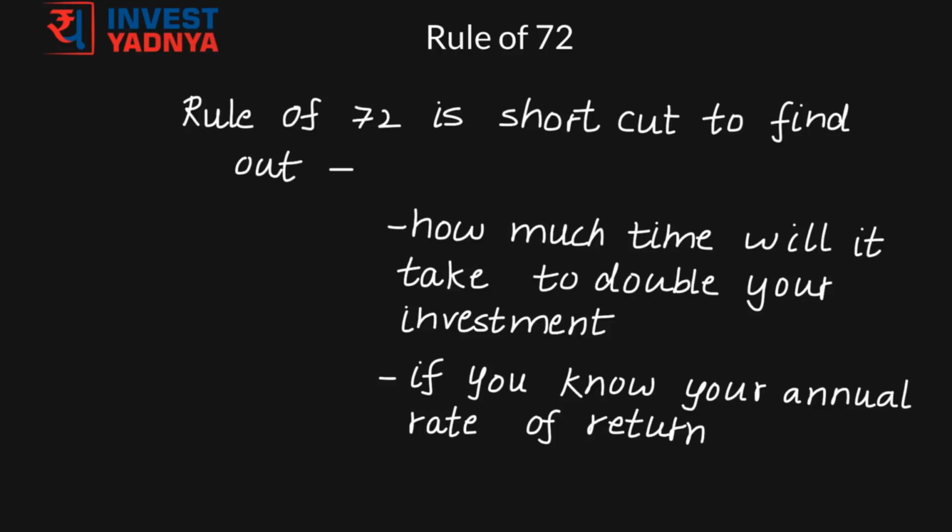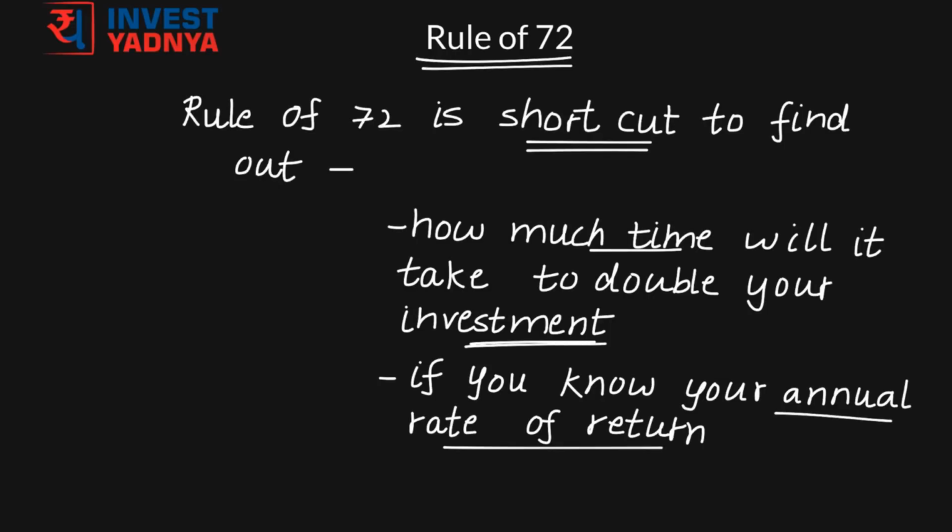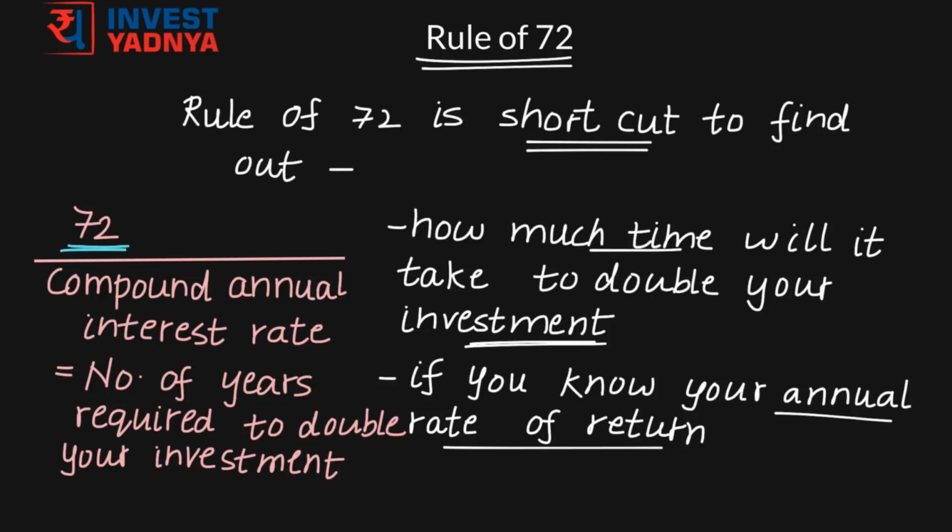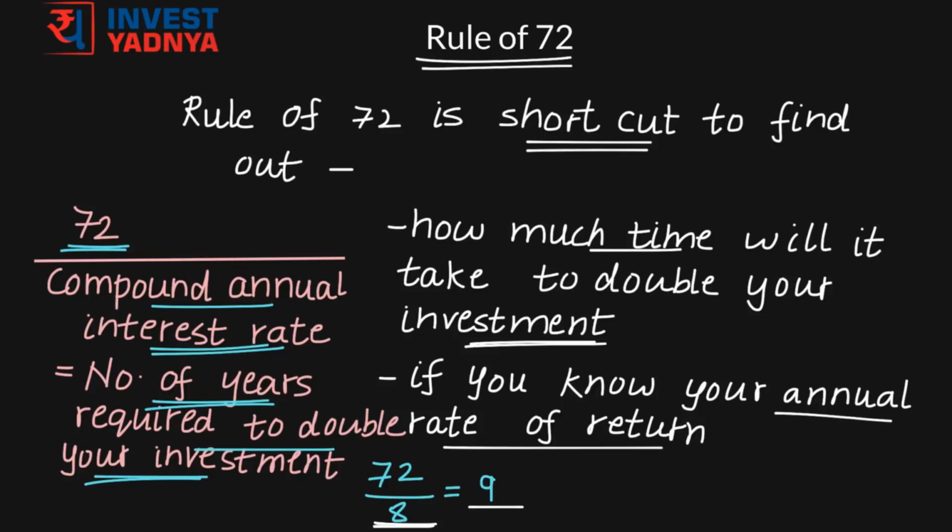Today we are going to talk about the rule of 72, which is a shortcut to find out how much time it will take to double your investment if you know the annual rate of return on your investment. You simply divide 72 by the compound annual interest rate on your investment to get the total number of years required to double your investment. For example, if I get a compound annual interest rate of 8% on my investment, I divide 72 by 8, which gives me a figure of 9, indicating that it will take 9 years for my investment to double if I get a compound annual interest rate of 8% on my investment.